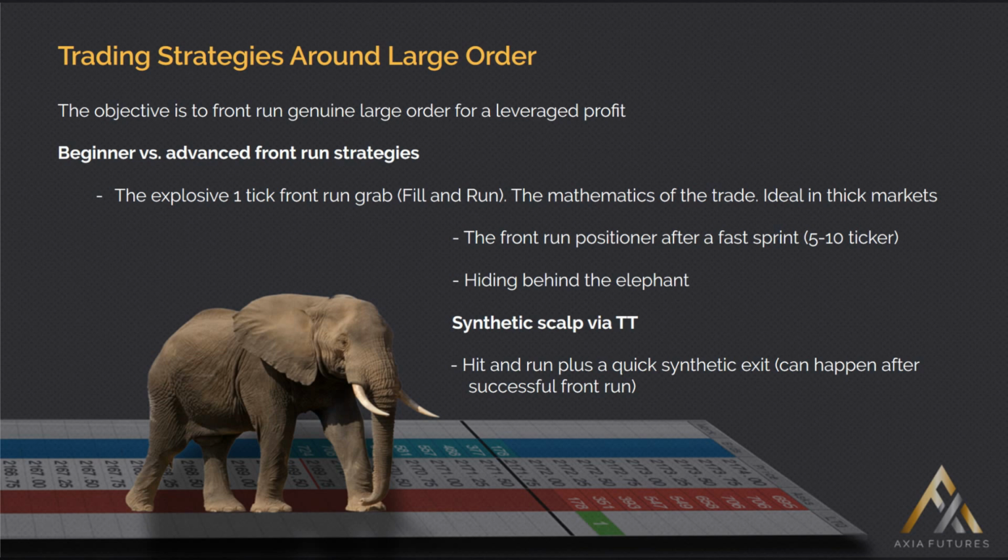Now, we're going to be looking at a couple of strategies in the next slide on some videos. We're going to be looking at some front-running strategies, and the main ones really is, as I mentioned before, the explosive one-tick front run. It's the fill and run. So the moment you see that large order, for example on the previous slide we saw that 2,000 lot, the moment that comes in, you determine that's a genuine order. You place a bid directly above it.